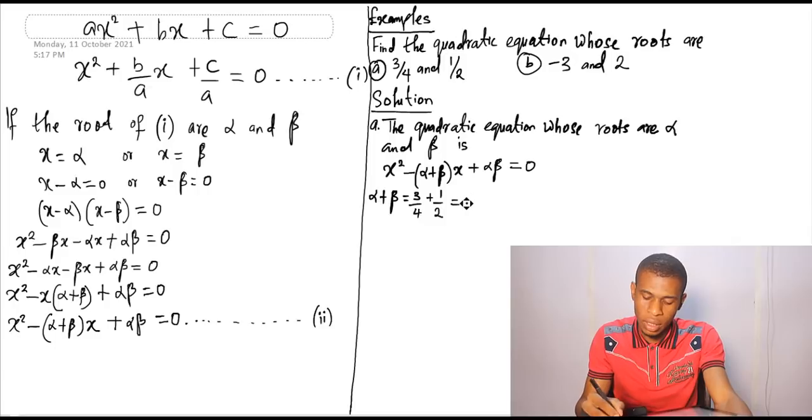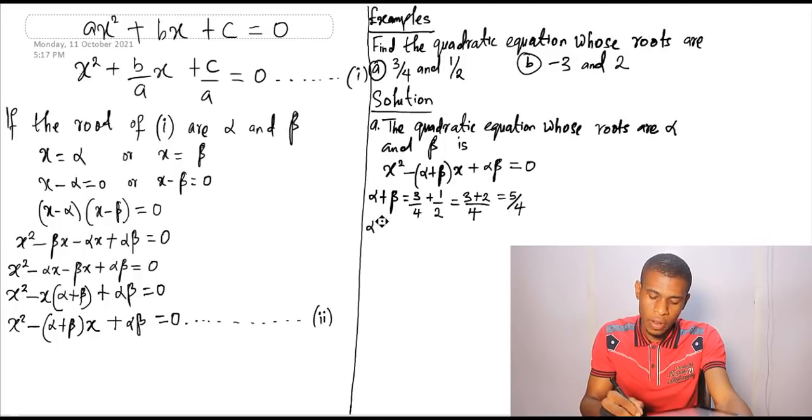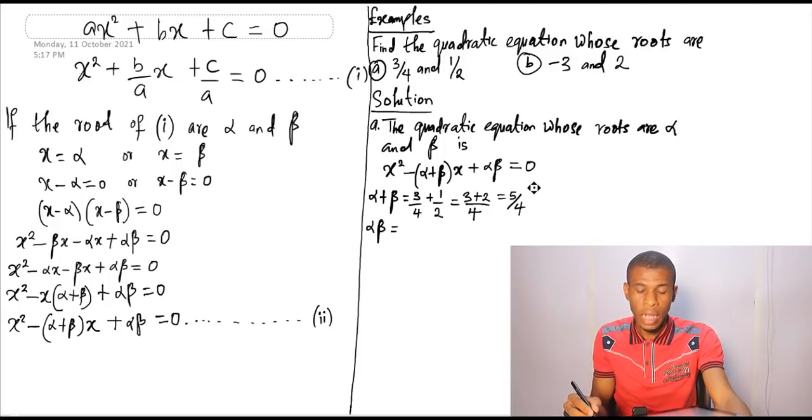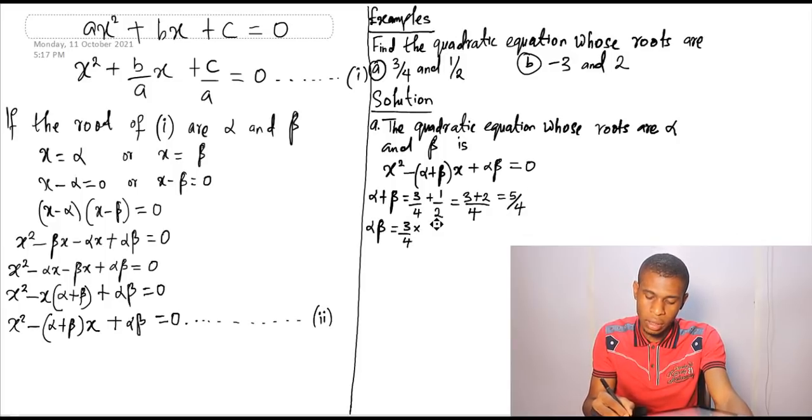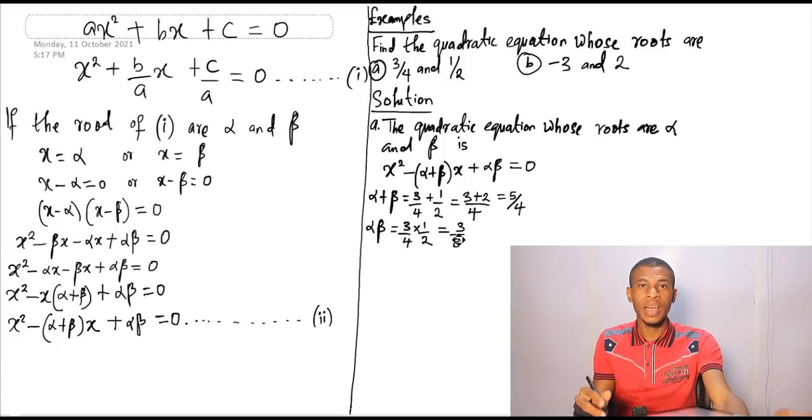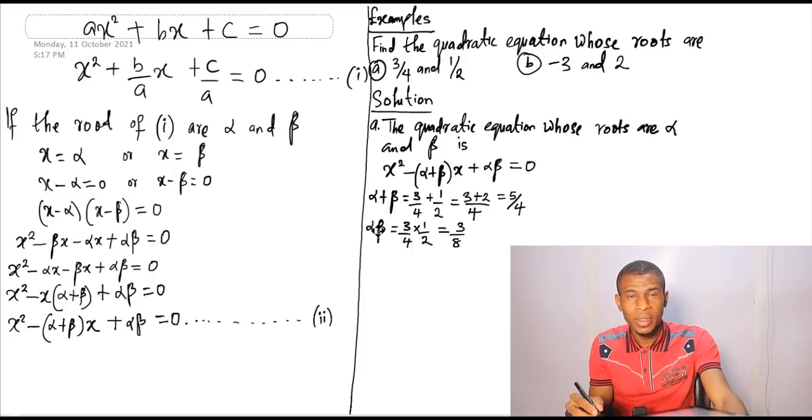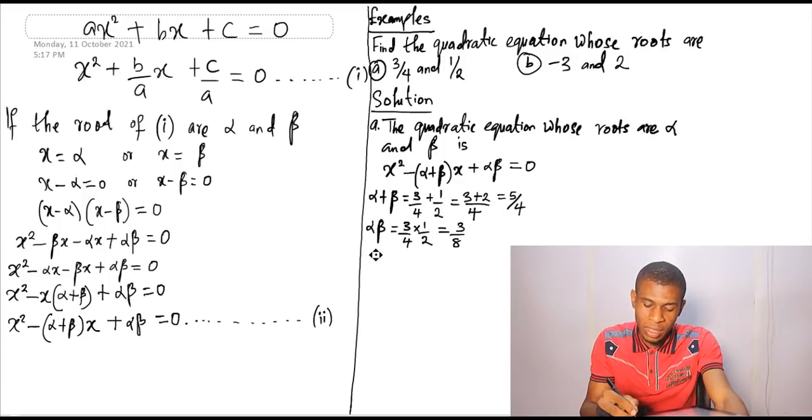Of course, we can solve this. The LCM is 4. 4 divided by 4 is 1, times 3 is 3. 4 divided by 2 is 2, times 1 is 2. We have 5 over 4. What of the alpha beta? Alpha beta is 3 over 4 times 1 over 2. 3 times 1 is 3. 4 times 2 is 8. After you must have gotten the sum of roots and the product of roots, that's all. You go back and put it inside the value.